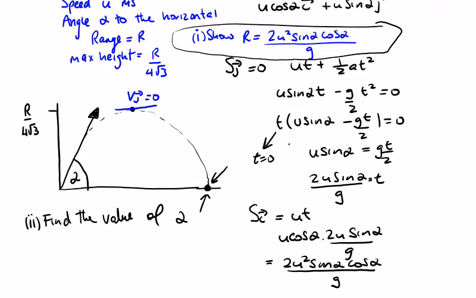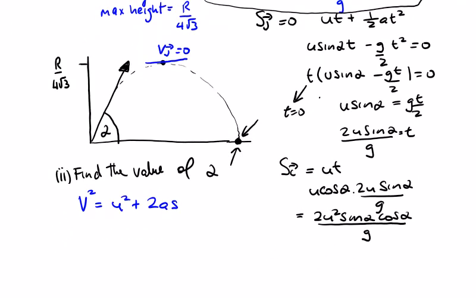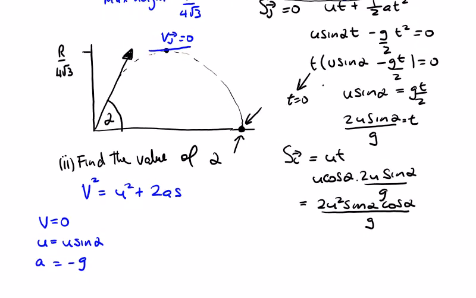So we'll use our equation v squared is equal to u squared plus 2as. And we're going to fill in our information. So v is equal to 0, u is equal to u sine alpha, a is equal to minus g, and the distance it travels is R over 4 root 3. We can call this the height. So 0 is equal to u squared sine squared alpha minus 2g times h.